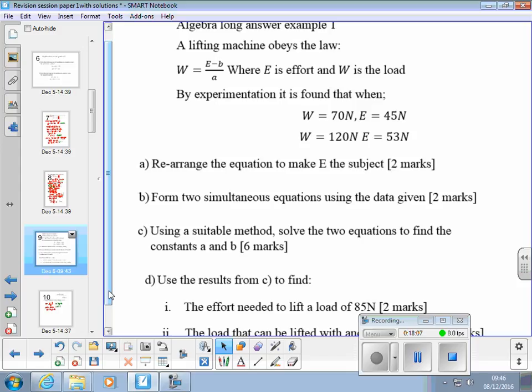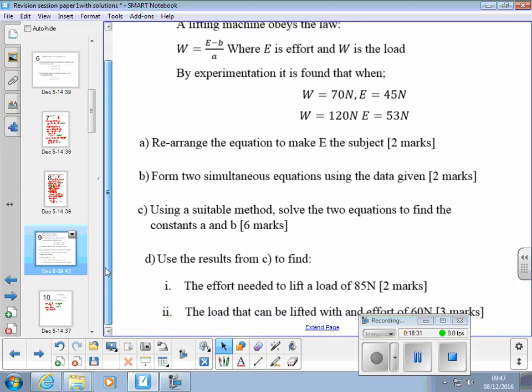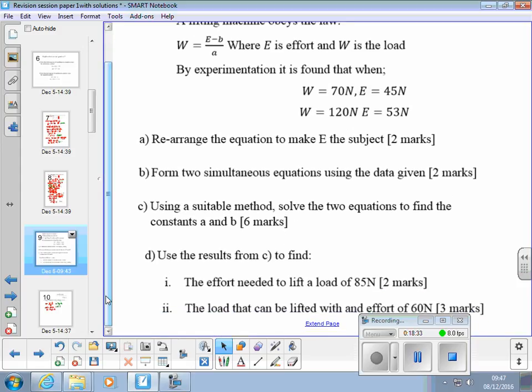Make E the subject of the equation, 2 marks. Form 2 simultaneous equations using the data, so plug the data into that equation twice. Use a suitable method, so this time it's open. You can use substitution, you can use elimination, you can use factorization if it'll factorize. Solve the equations, and then you'll find a and b, and therefore you'll be able to use that equation to answer the 2 bottom parts. Around about 15 minutes for this question.